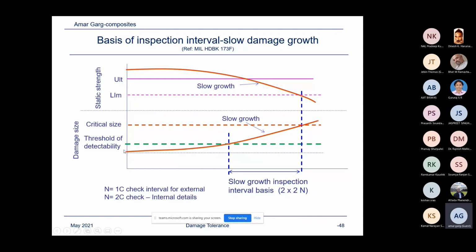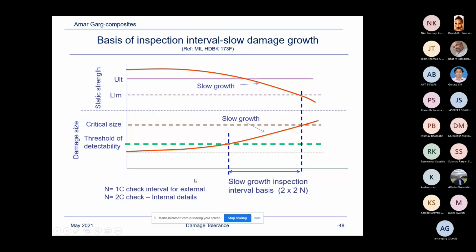That you have a threshold of detectability. This is a very simplistic picture, but when you read Goranson's paper from Boeing, it's far more complicated, the way the inspection intervals are decided. So threshold of detectability, that is what it means, that you can see this crack. Below that, the crack can't be seen. Okay. So then the crack grows, suppose.